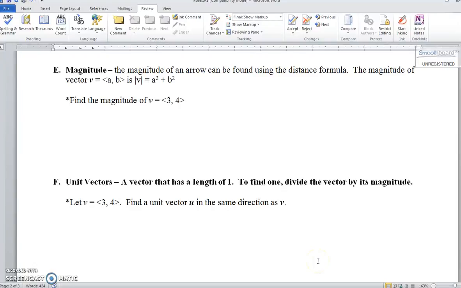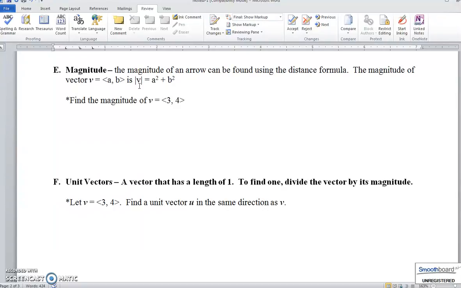Our next section uses the term magnitude, which I've probably already referenced. It just means the length of the vector that we're looking at. To find the magnitude, basically we're using the distance formula. For the magnitude of vector v, if it's using the numbers a comma b, we use this symbolism right here. It's like absolute value around the name of the vector, but really it just means magnitude in this chapter.